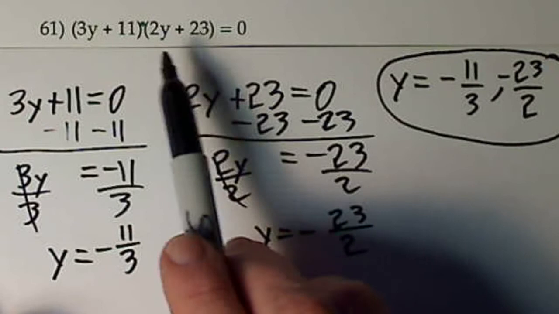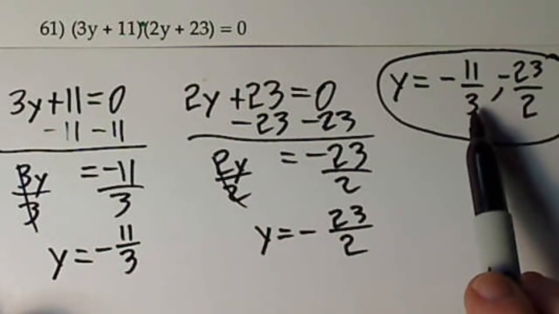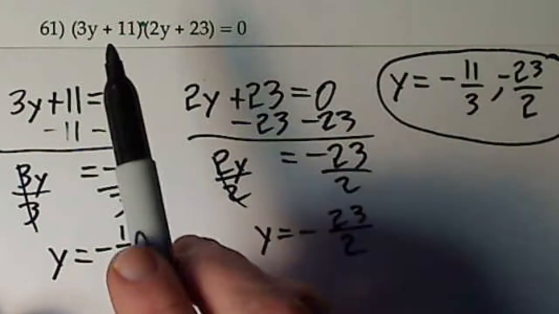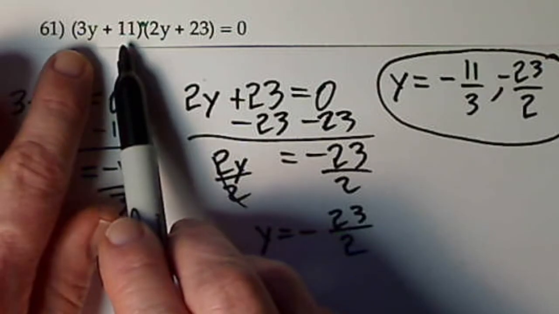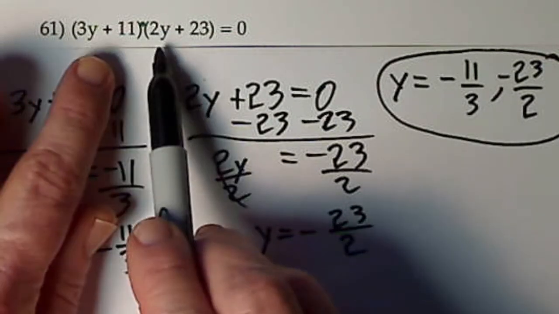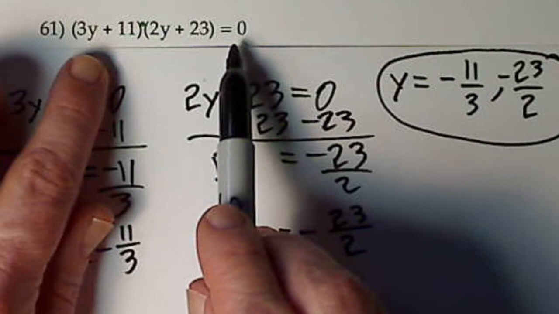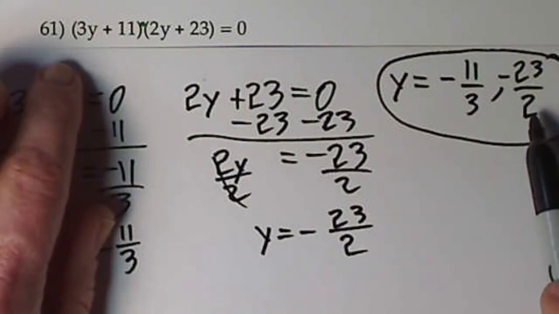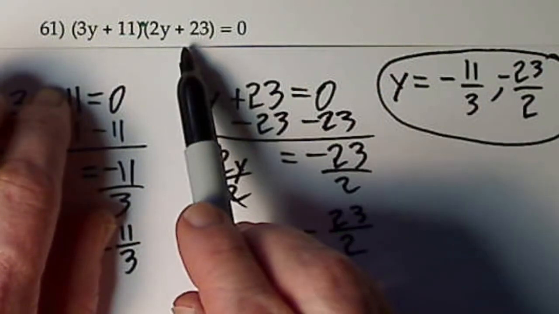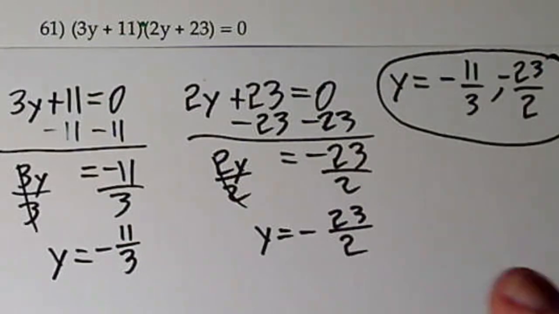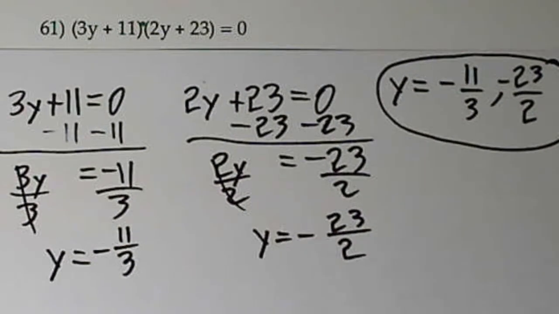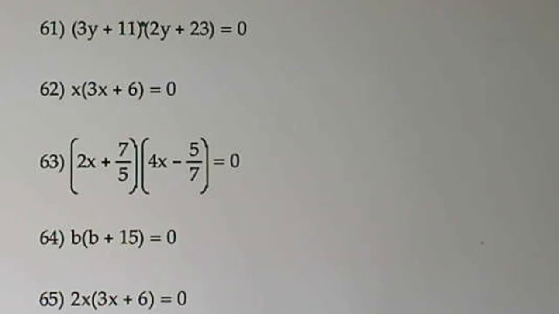And it might be some work to plug them in, but if you put in a negative 11 thirds, here you'll get a 0, and then 0 times anything is 0. If you plug in negative 23 halves, here you'll get a 0, and 0 times anything is 0. Okay, so you can check your answers. Might not be real easy, but you can.